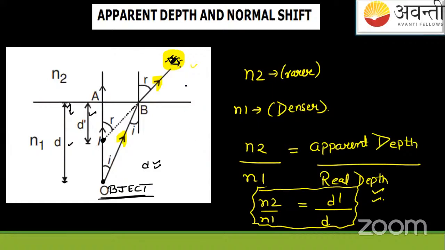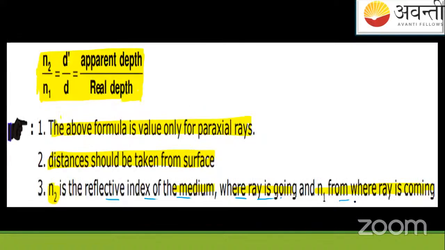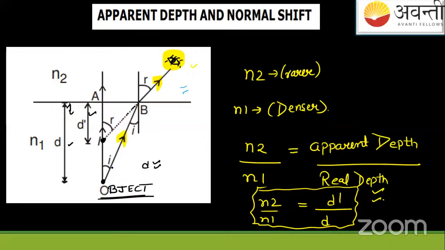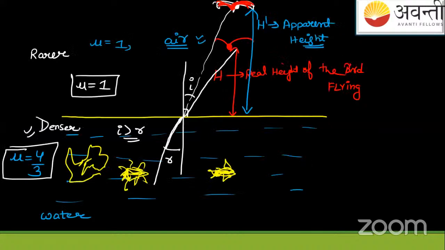In this case it was the rarer medium. And N1 is the refractive index of the medium from where the ray is coming. That is the object. Object means N1. If I write the formula, object means N1. Here the object is this thing now, not the fish, because we are observing the bird. The bird is the object. We are the observer. We are the fish now. So here the object is this. N1 means O, and the formula is N2 upon N1.